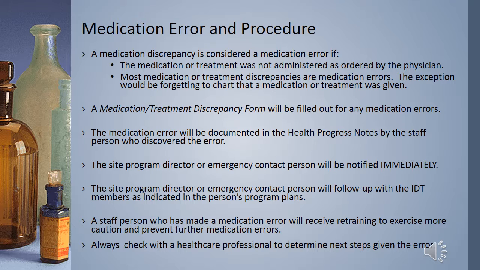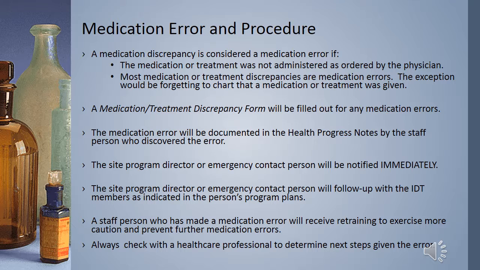A medication treatment discrepancy form will be filled out for any medication errors. The medication error will be documented in the health progress notes by the staff who discovered the error. The manager of the site or the emergency contact person will be notified immediately. The site program director or emergency contact person will follow up with the interdisciplinary team members according to the person's program plans. The staff person who made the medication error will receive retraining to exercise more caution to prevent further medication errors.